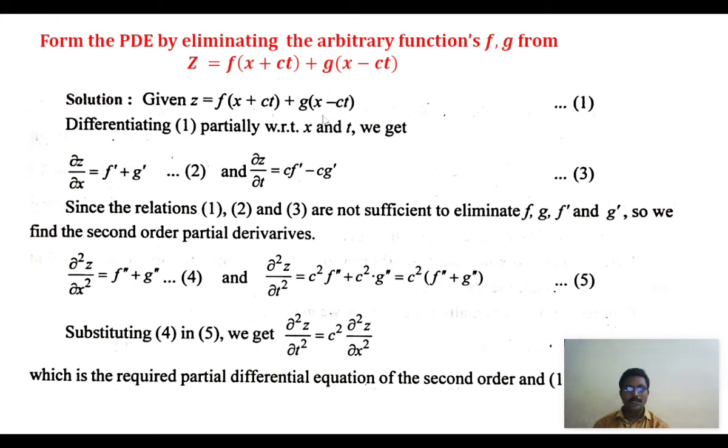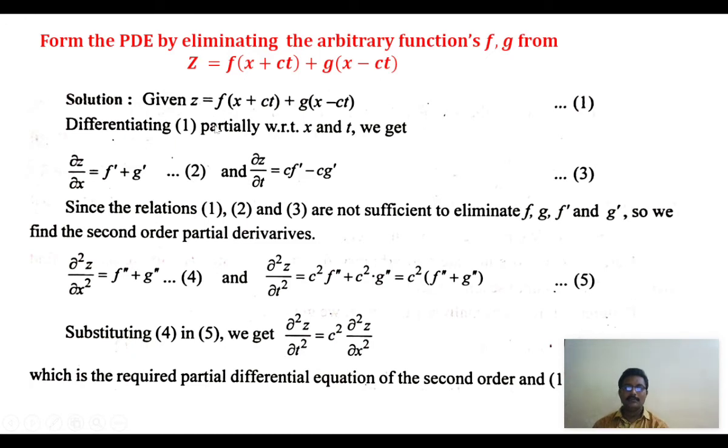to differentiate more than once. Differentiating z partially with respect to x, the derivative of f is f dash, and the derivative of x plus ct is 1, because we are differentiating partially with respect to x, keeping t as constant. The derivative of g is g dash, and the derivative of x minus ct is 1, since the derivative of minus ct is 0.